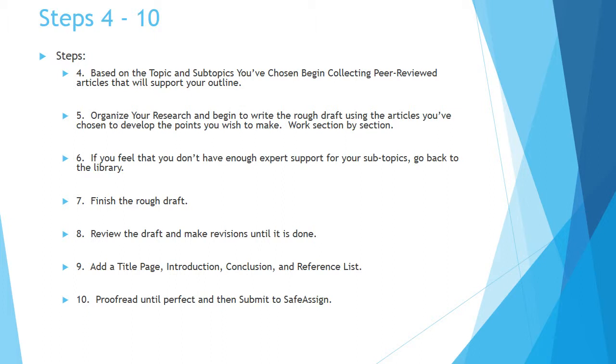So you'll be editing and reviewing and editing and reviewing and revising until it's finished. Step 9 is then to start turning it into the final product. So you're going to add a title page, write up your introduction and your conclusion and your reference list, and then you're going to proofread it. That's the final go around until you've fixed all the punctuation problems or spelling errors, so it's as good as it can be, and then you submit to SafeAssign.